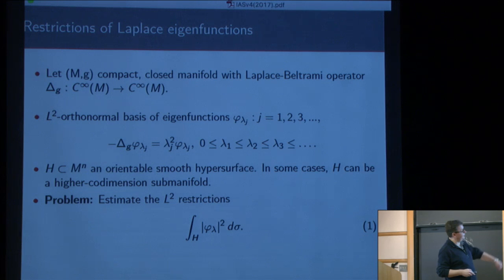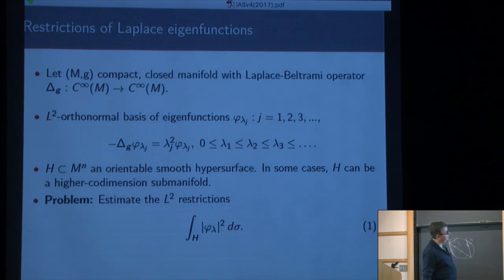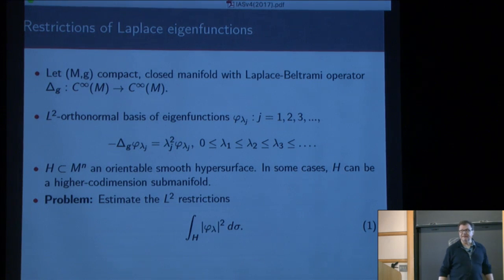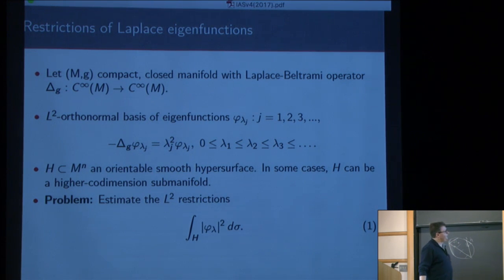And so then the question is, I want to estimate the L2 restrictions. What I'm going to talk about are mainly lower bounds today. There's a whole question of upper bounds, but lower bounds are interesting just from the point of view of the question that I... Smooth means C infinity. You don't quite need C infinity. C2 will do for most of what I say.